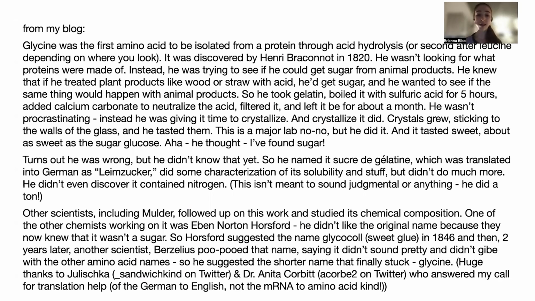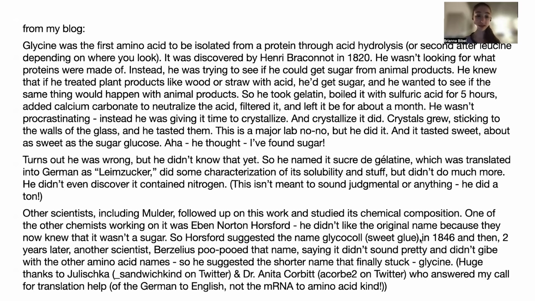He didn't know that, but he named it sucrated gelatin, which was translated into German as Leimzucker. He did some characterization of its solubility, but remember, he was still thinking it was sugar and didn't know it was part of a protein. Later scientists followed up on his work. Even Horsford didn't like the original name because it isn't actually a sugar, and so he suggested the name glycocoll, which means sweet glue, in 1846.